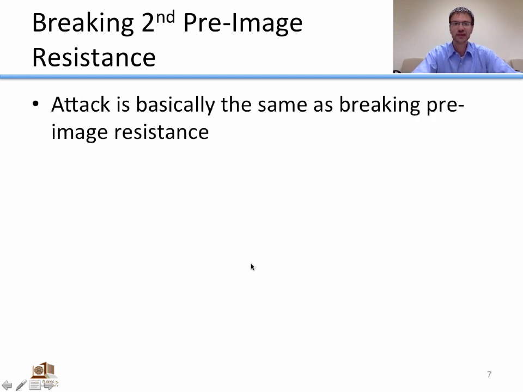So how about if I need to break second pre-image resistance? And if you remember, second pre-image resistance says that given M1, I need to find an M2 such that the hash of M1 equals the hash of M2. So in pre-image resistance, I was given a hash. In second pre-image resistance, I'm given the message.